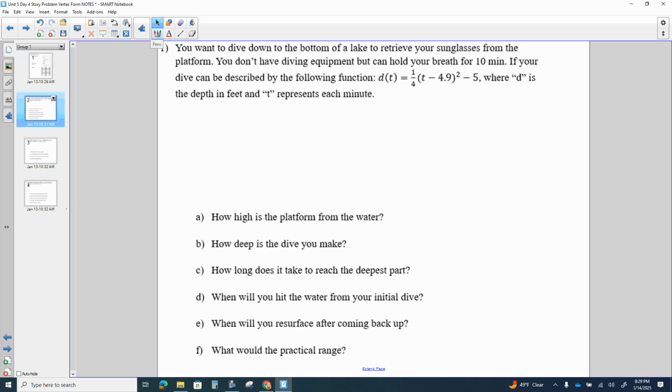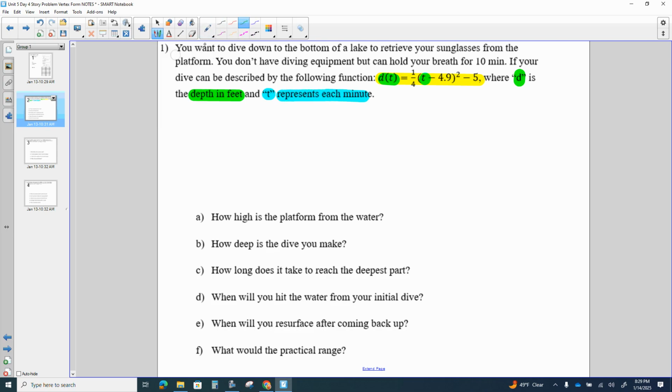So let's start off. You want to dive down to the bottom of the lake to retrieve your sunglasses from the platform. You don't have diving equipment, but you can hold your breath for 10 minutes. If your dive can be described by the following function, this will be the equation that we're going to use, where D(t), that's our y, is the depth in feet, and t, that little one here, represents our time in minutes.